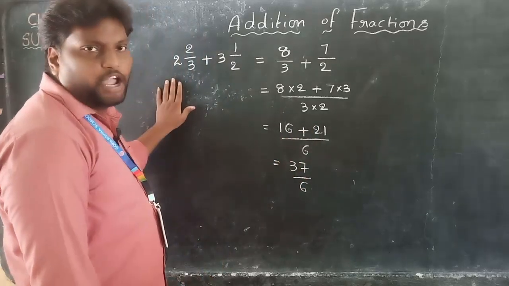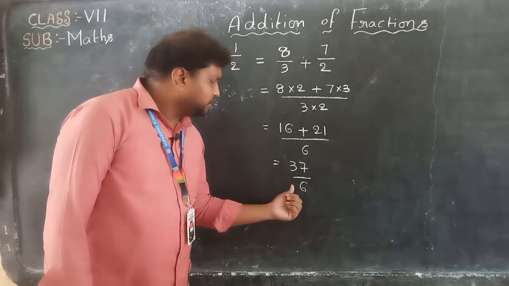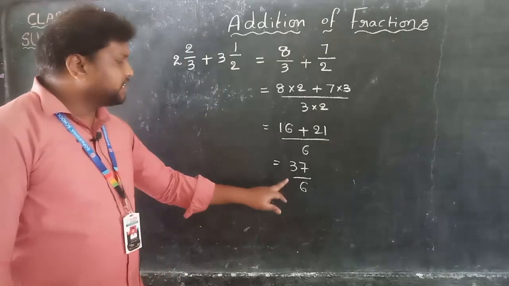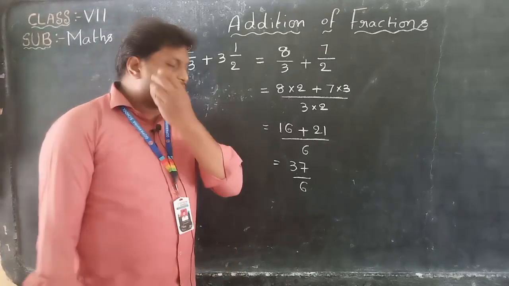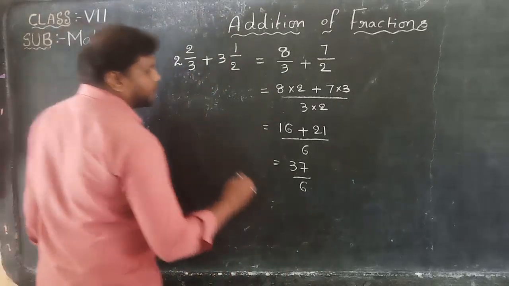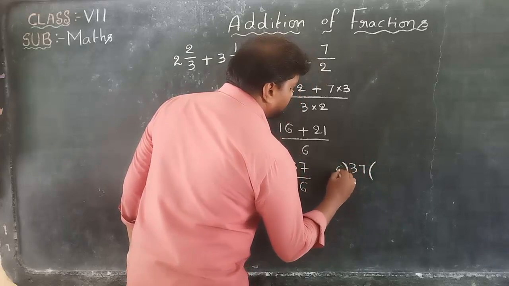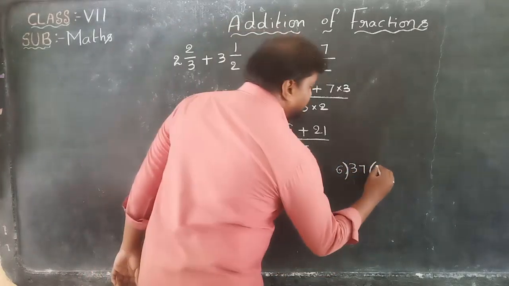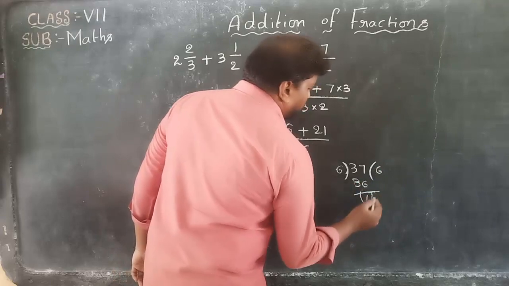Okay, in the problem we had mixed fractions, and here we got the answer as an improper fraction. The improper fraction should again be converted into a mixed fraction. Is it possible? Just check it. 37 divided by 6: 6 6s are 36. Remainder is 1. What is the mixed fraction?